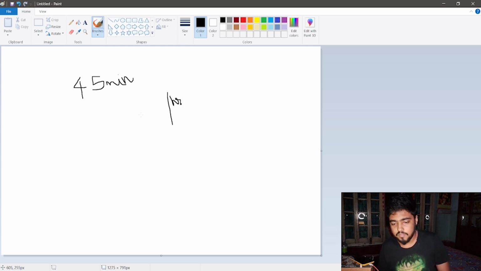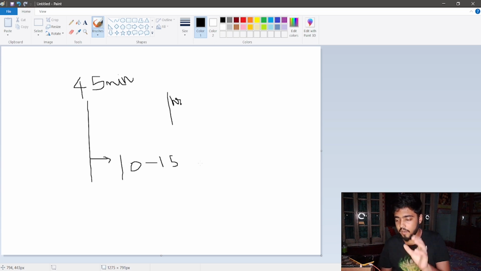So how are you going to divide this 45 minutes? There are various divisions. First comes the first 10 to 15 minutes. In these first 10 to 15 minutes, you have to just look into the problem, understand the problem, and try to code it by yourself.